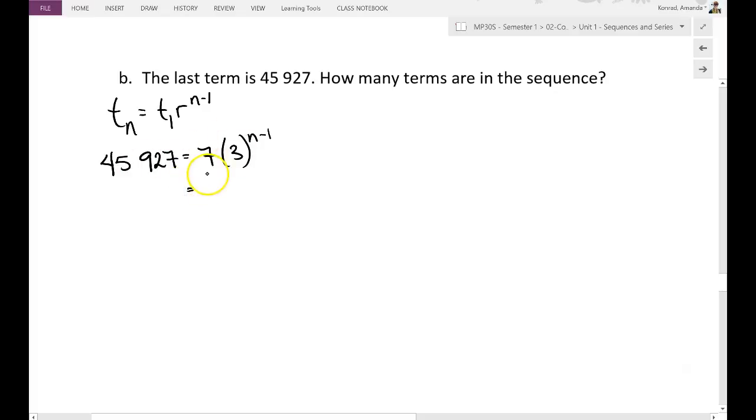From here, we can keep going. Divide by 7 on both sides. So we're trying to isolate that n now. 45,927 divided by 7 is 6,561. And that's 3 to the power of n minus 1.